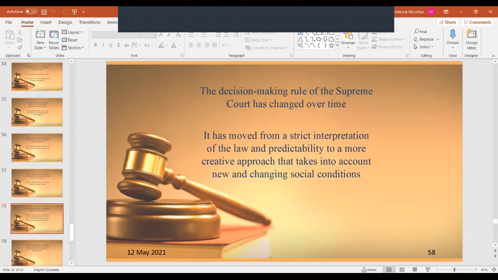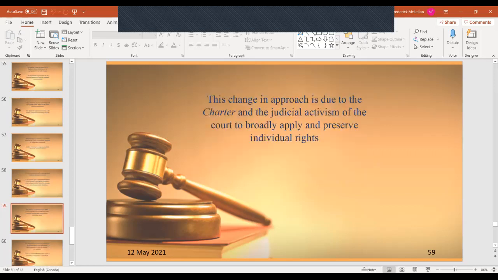Decision making at the Supreme Court has changed over time. It's moved from what's called a strict interpretation of the law to a more creative approach dealing with the change of social conditions. So it's gone from being a strict, what does the law actually say, to basically, what does the law intend to do? What should it do? And that's a function of the Charter to a great degree, right? So that's called judicial activism, and it broadly applies and preserves individual rights.